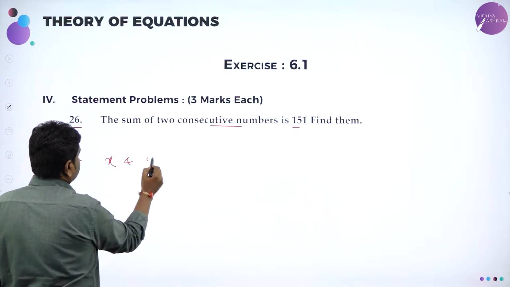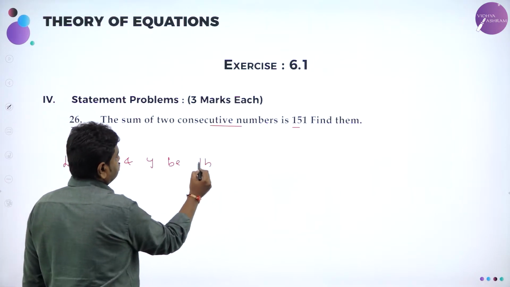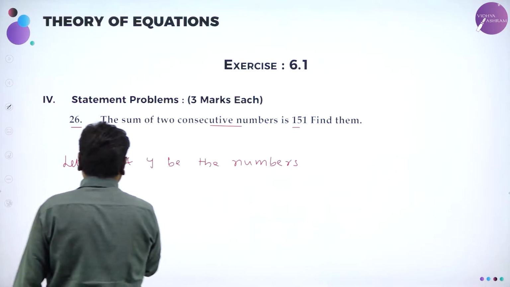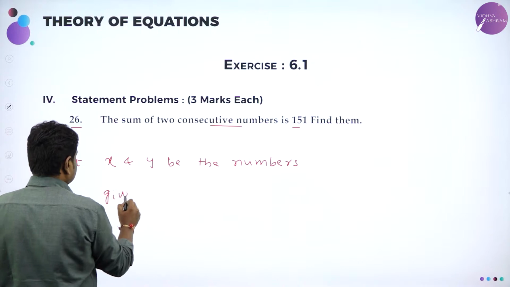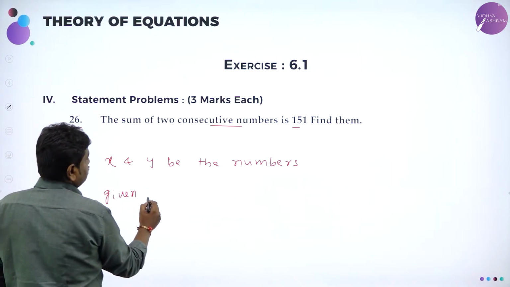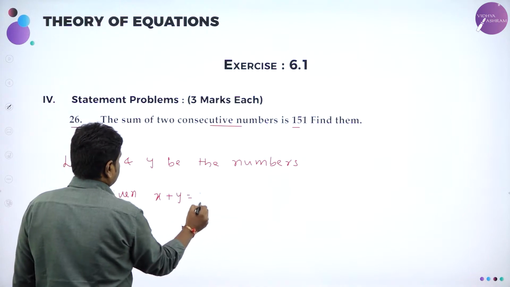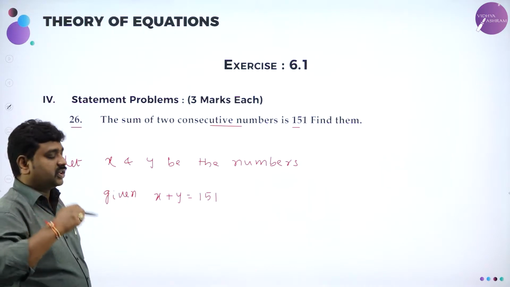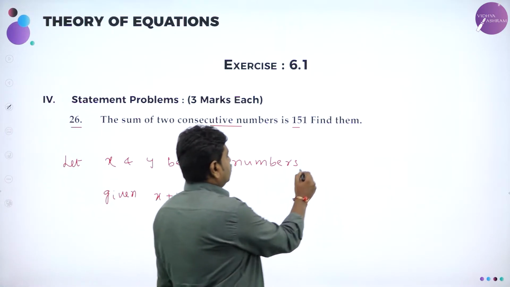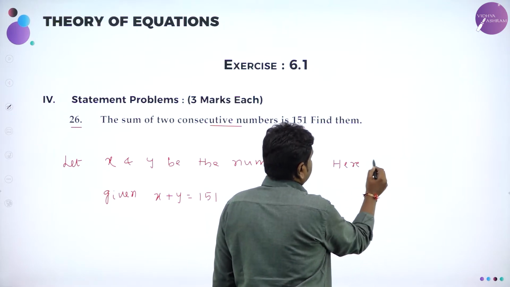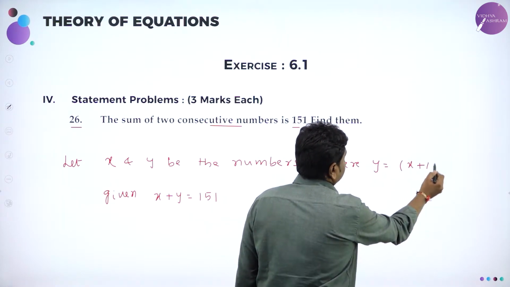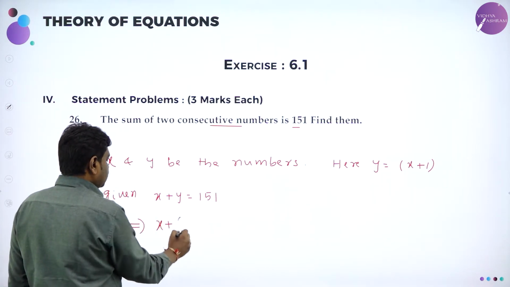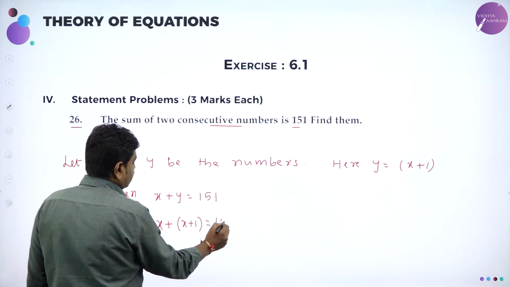X and Y be the numbers. Given X plus Y is equal to what? 151. All of you know consecutive numbers means what? Which differs by 1. So here, what is Y? Y is the next number. What is the next number? X plus 1. So now, in place of Y, X plus 1, I'll write 151.